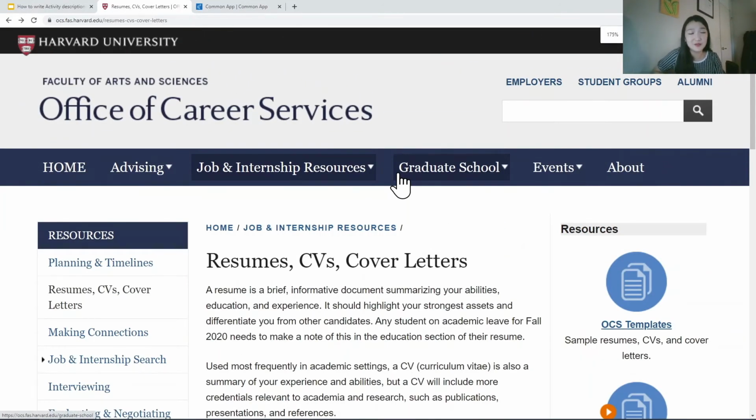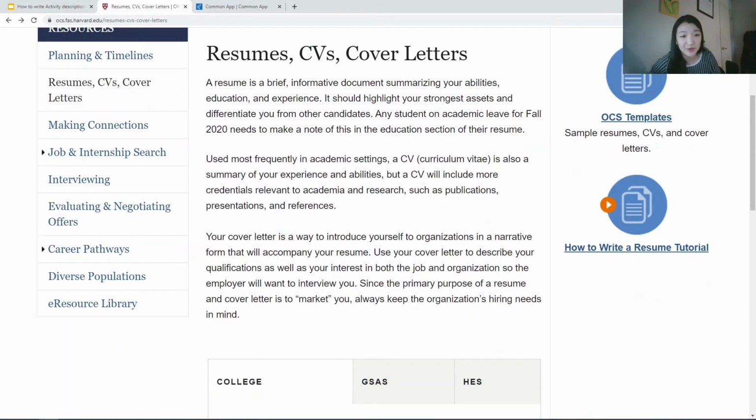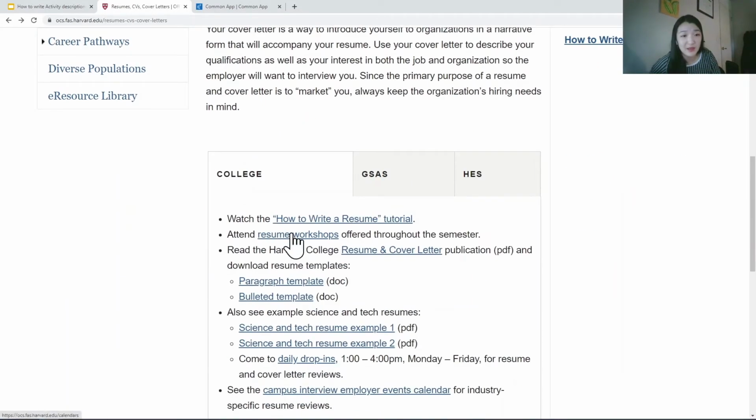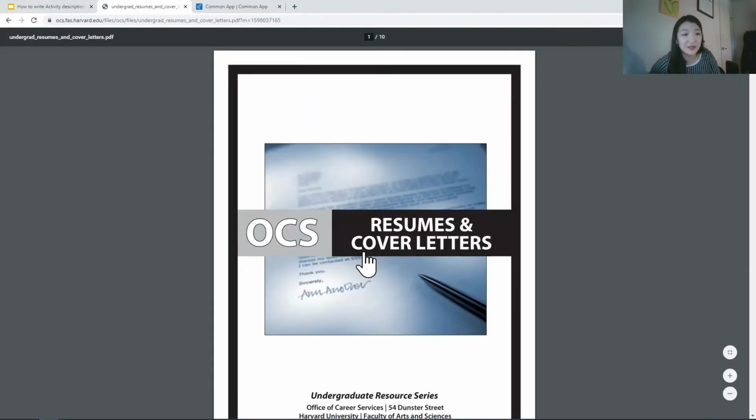And I know this is a little zoomed out, so hopefully you can see. So here I am at Harvard's website. It's for their Office of Career Services. Essentially, it's an organization that really helps students at Harvard to secure jobs and internships. But the part that is relevant for you will be scrolling down to here, and there is a resume and cover letter publication. I will leave the link to this in the description below, so don't worry about having to look at the URL and copy that.